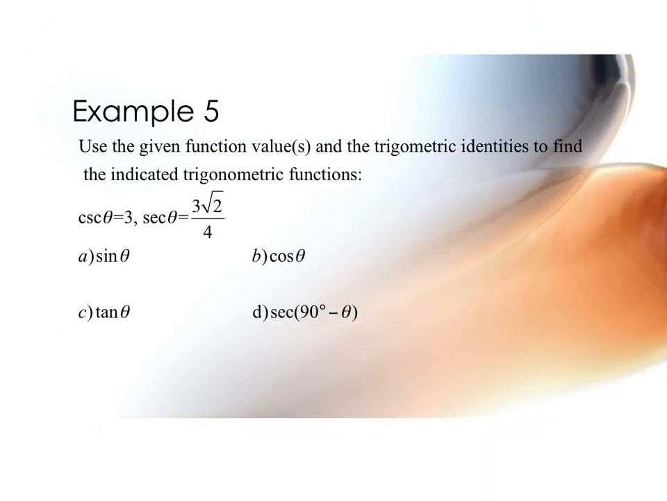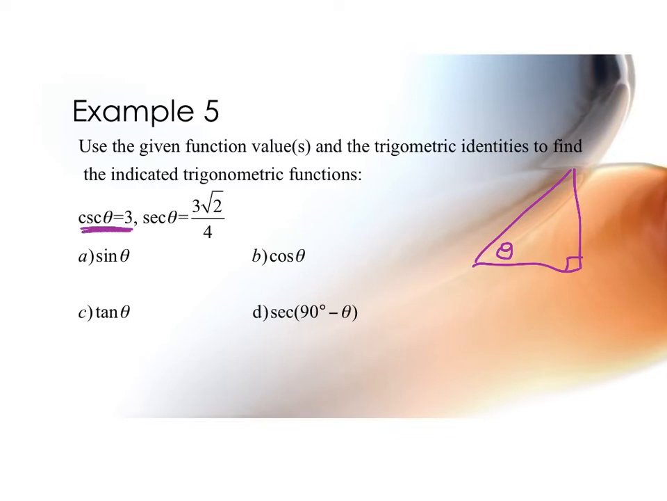All right, now we're gonna go back to the triangles. So use the given function values and the trig identities to find the indicated trigonometric functions. It gives you cosecant of theta and secant of theta. Are these right triangle based or unit circle based? Is there a 3 on my unit circle? No. So that tells you to draw a triangle. I'm gonna draw a right triangle and put theta in a corner. It doesn't matter which one, just make sure you're consistent.